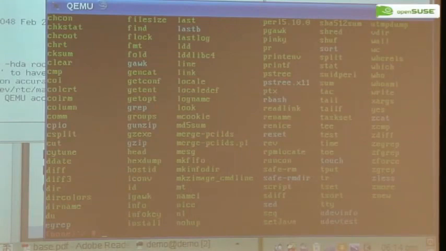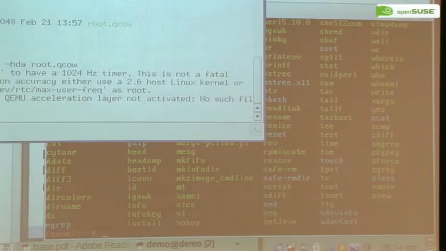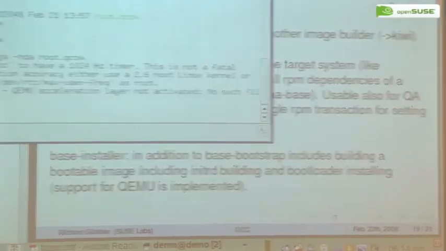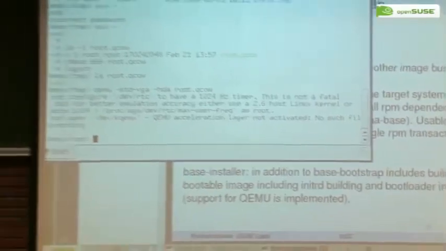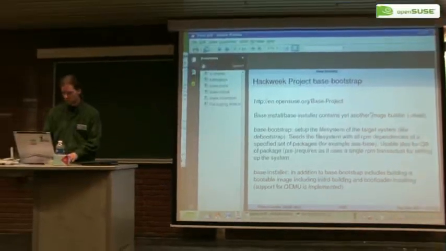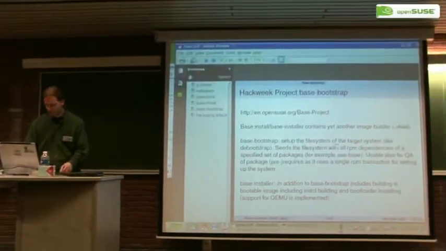So that was just to show that it actually works. I can show you, if you are interested, on my own laptop afterwards outside or tomorrow, some more images with more interesting stuff.